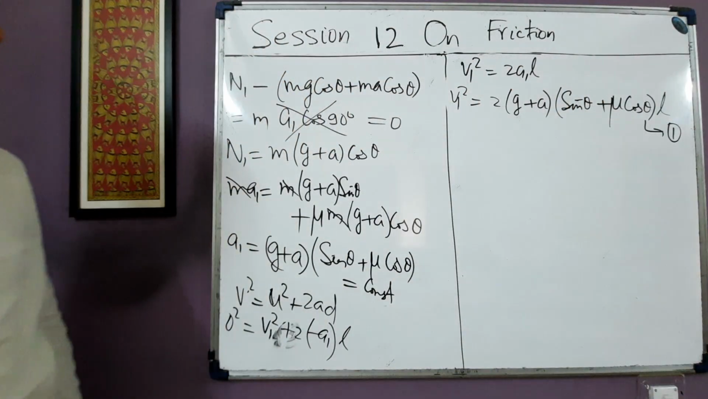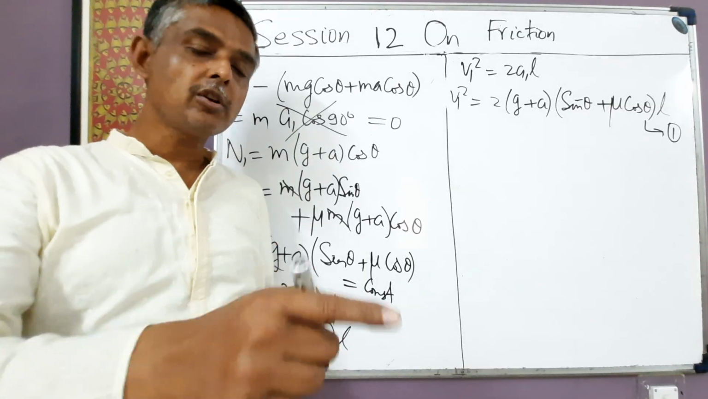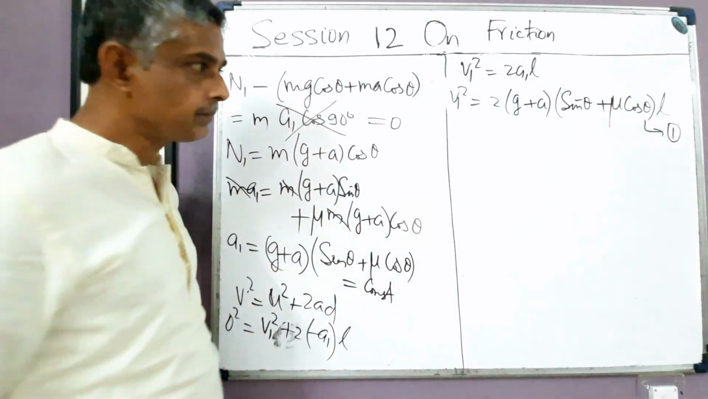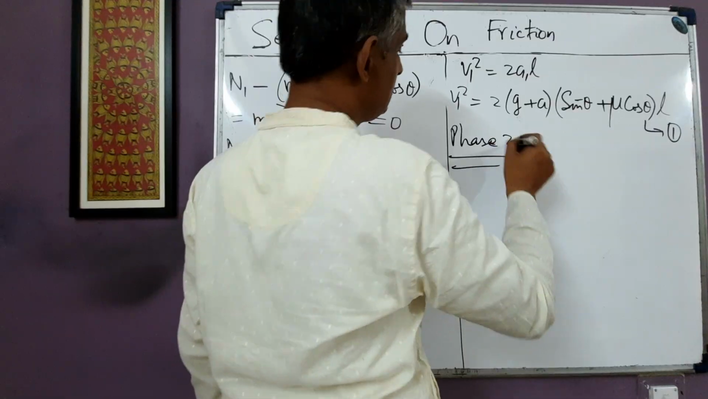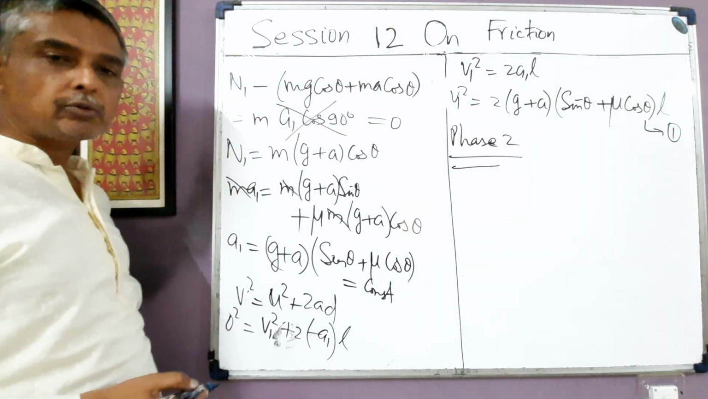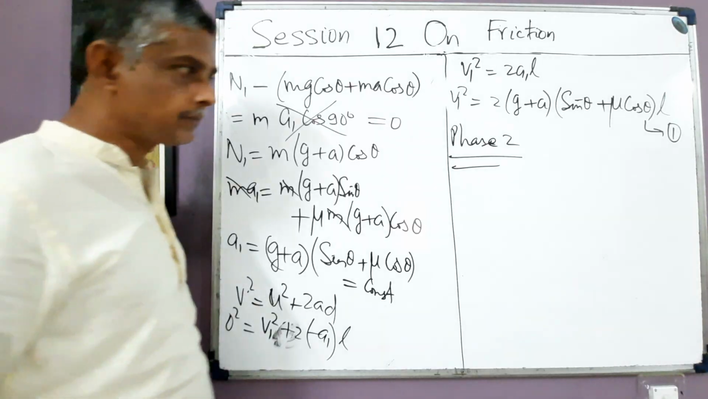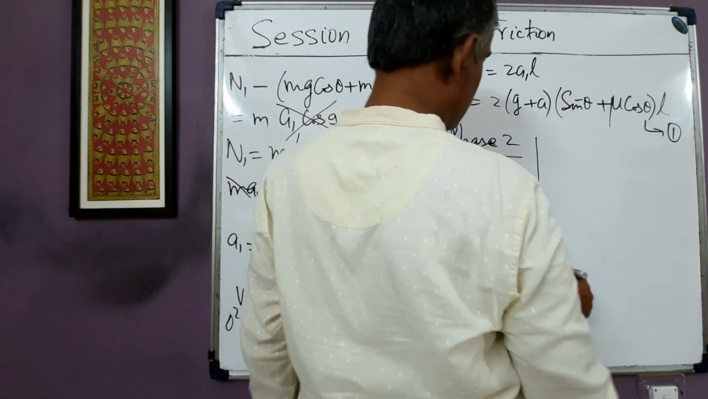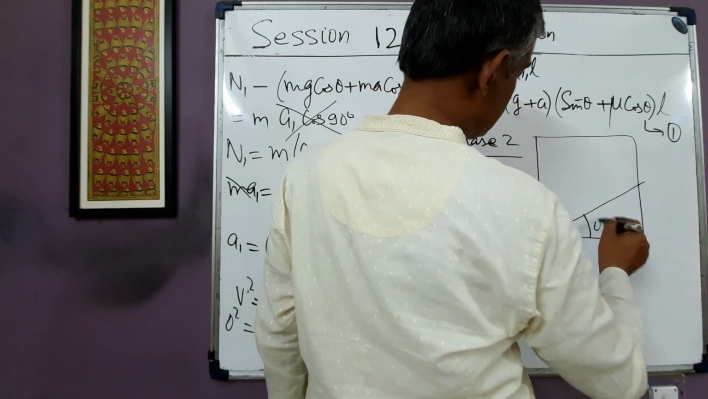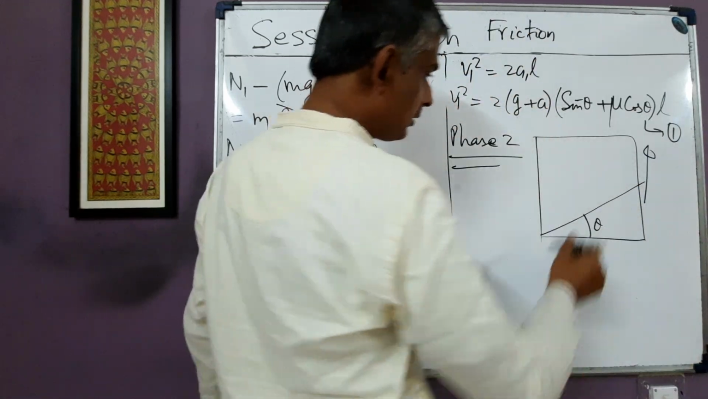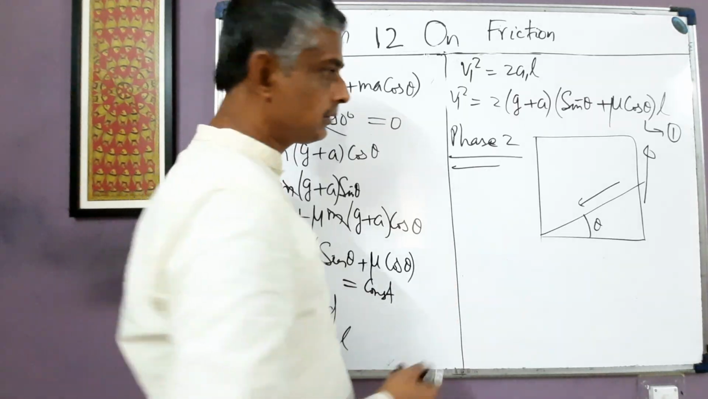Okay, fine. Now what I do, I take phase 2, in which I consider the downward journey of block with respect to elevator. Phase 2 is the downward journey of the block with respect to elevator. Now, again in phase 2, first what I do, this angle theta, elevator is moving up. The block is moving down with respect to elevator or with respect to board, whatever you might call it.